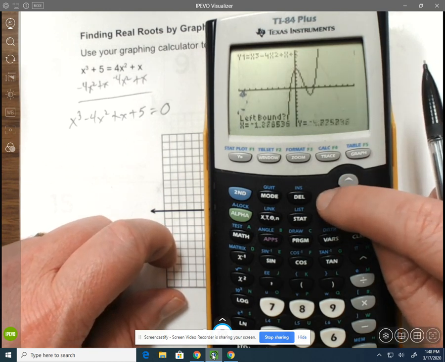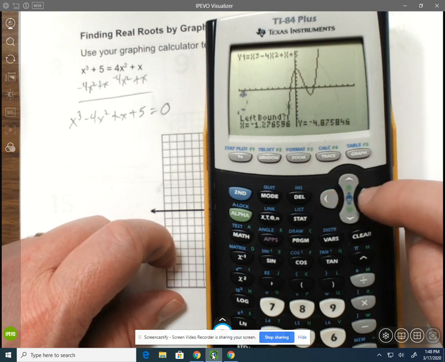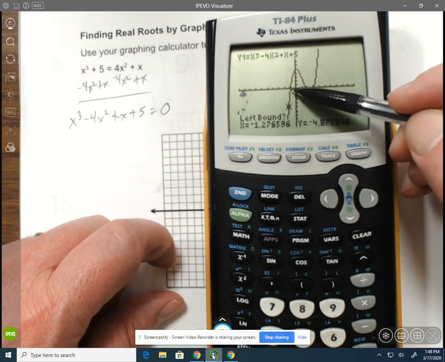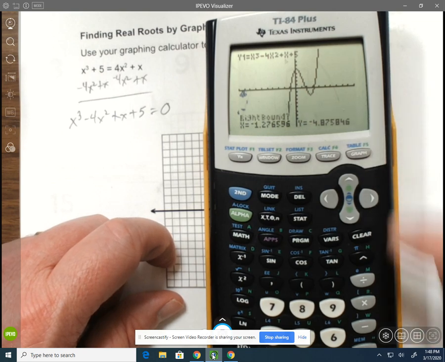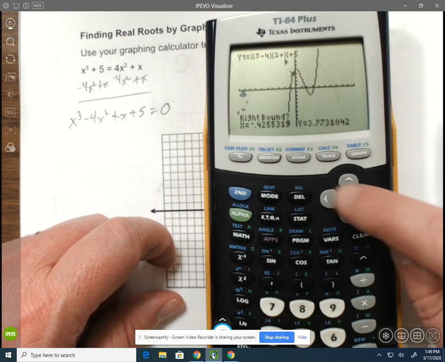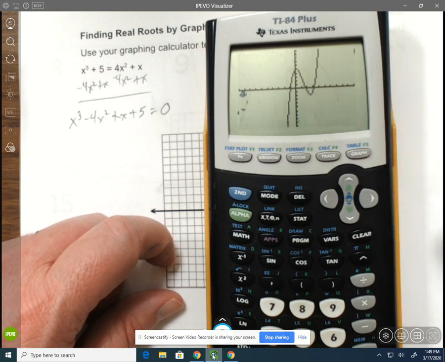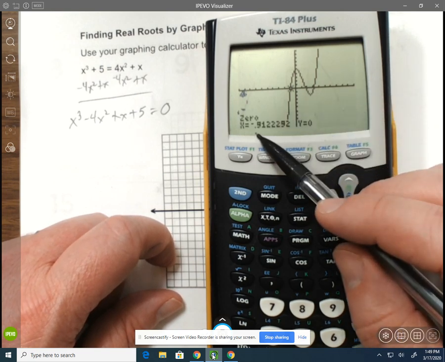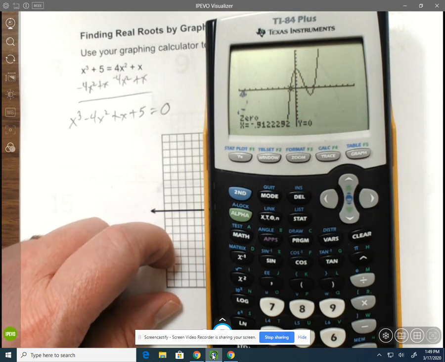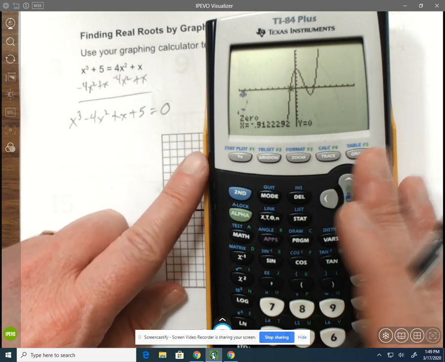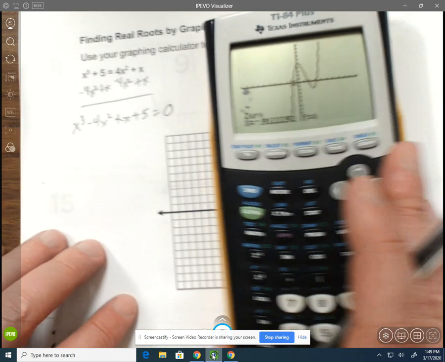And again, so I go left bound. So I'm going to find this one first. All right, so I put my cursor to the left-hand side of that, and then to the right-hand side of it. Make sure I don't get over here by this one. So one of mine is at, and it looks like it's not going to come out pretty, so let's go a couple places past the decimal. So about negative 91 hundredths.